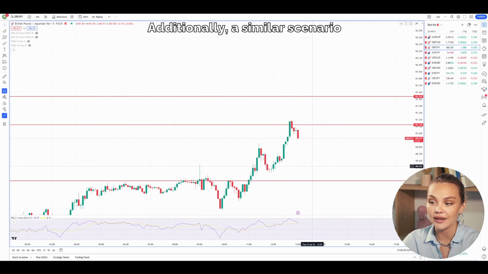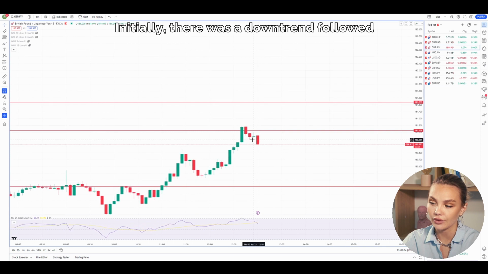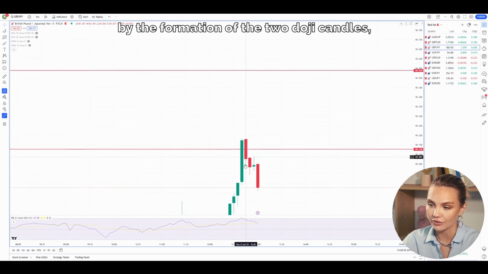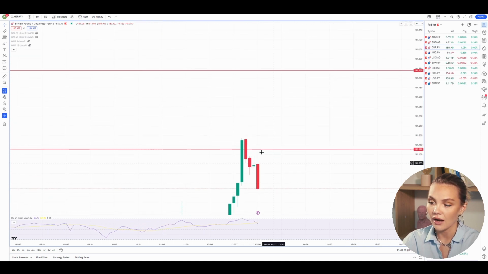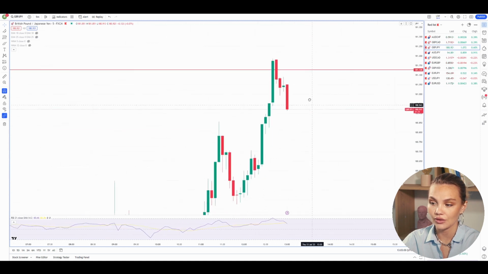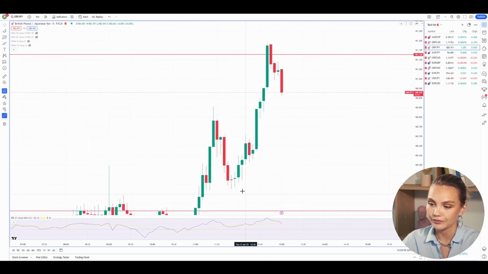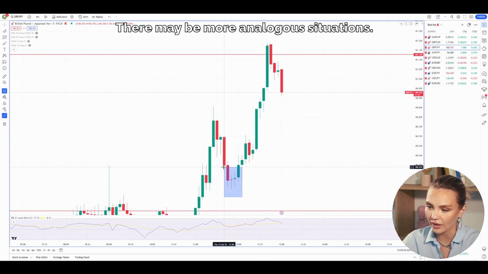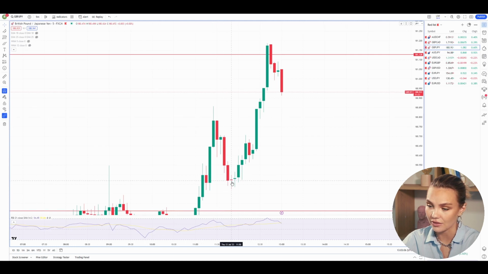Additionally, a similar scenario occurred on this chart recently. Initially, there was a downtrend followed by the formation of 2 doji candles, after which the price surged. Let's explore further. There may be more analogous situations.